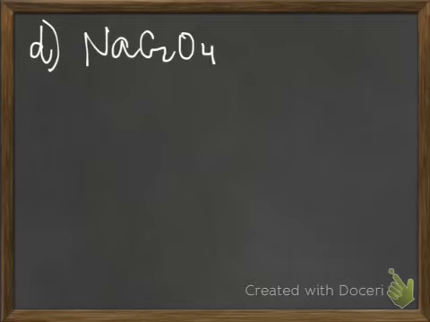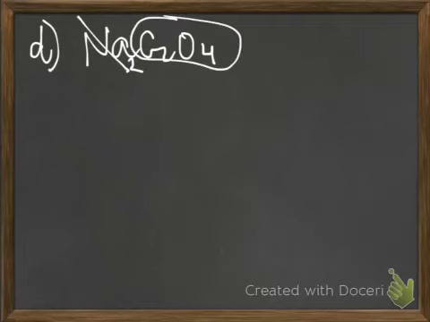Okay, our final part is D. We want to calculate the value of the equilibrium constant Kb for the reaction that occurs when sodium oxalate is dissolved in water. So sodium oxalate, when we're looking at this, the sodium is not going to affect the pH because it came from a strong base. The oxalate is going to affect it because it came from a weak acid. So since oxalate came from a weak acid, it is a strong conjugate base.